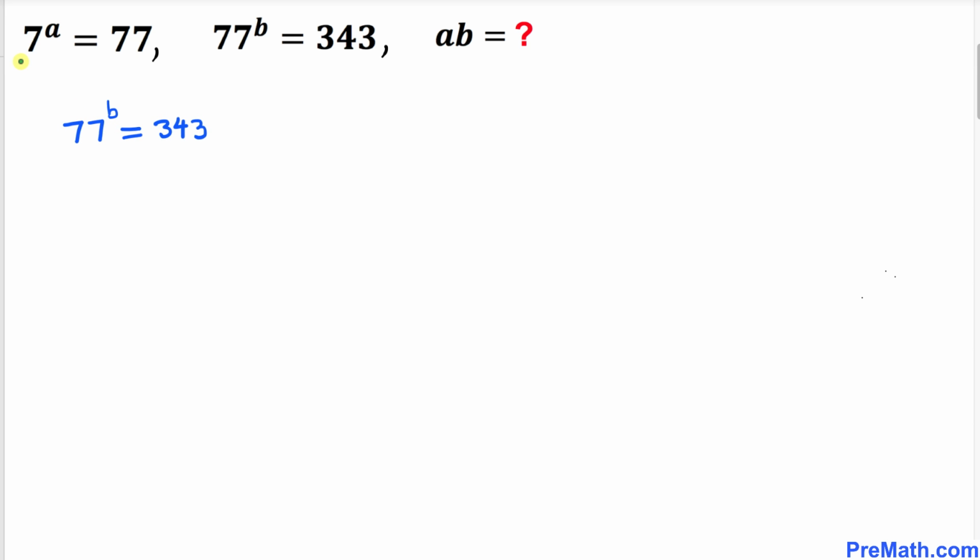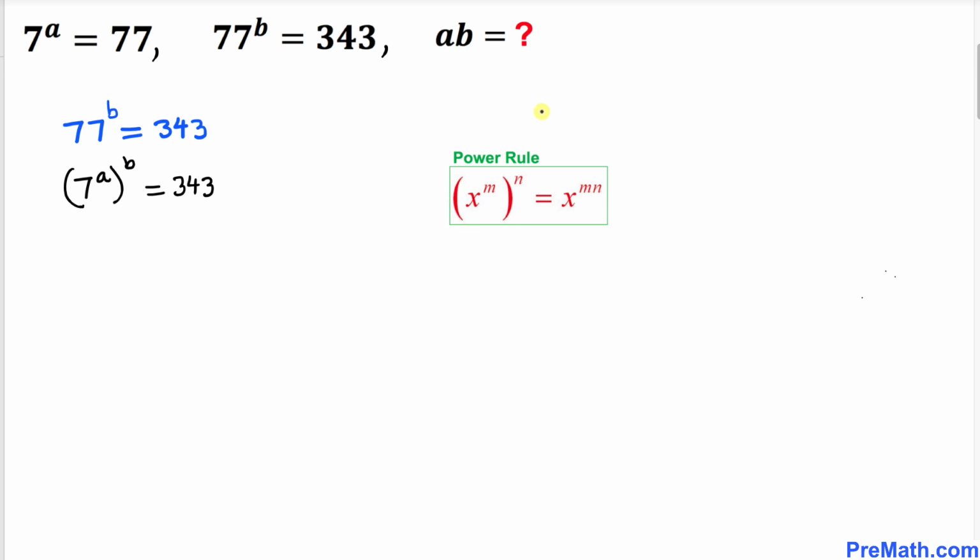From the very first equation, 7 power a equals 77. So I'm going to replace this 77 by 7 power a. The whole left hand side could be written as 7 power a, and then whole power b, equals 343. Now we can see that we have got these nested exponents, so we are going to use the power rule. This could be written on the left hand side as 7 power a times b equals 343.